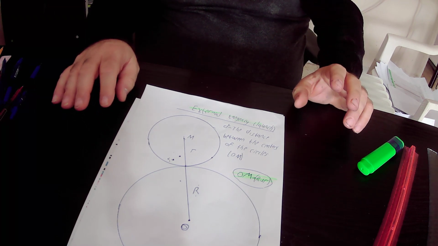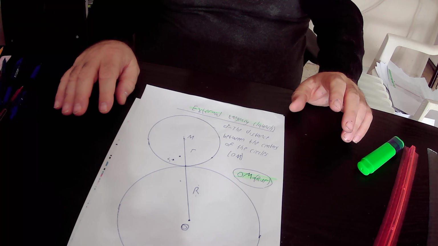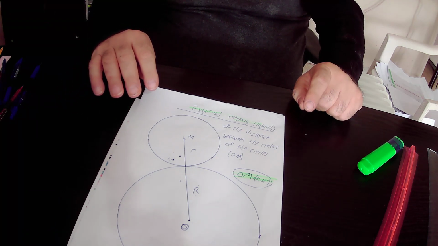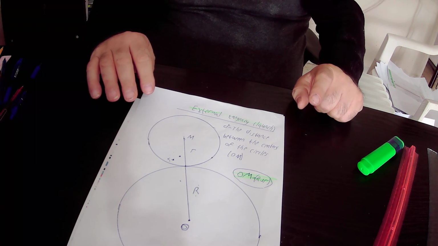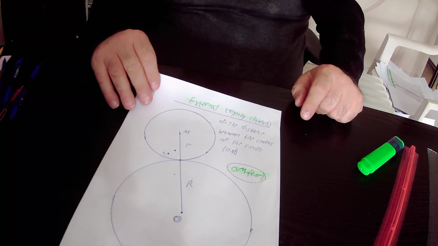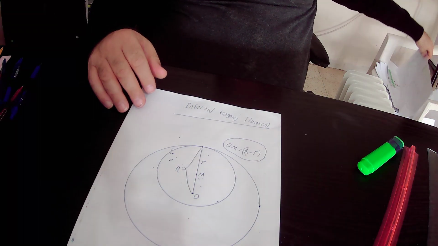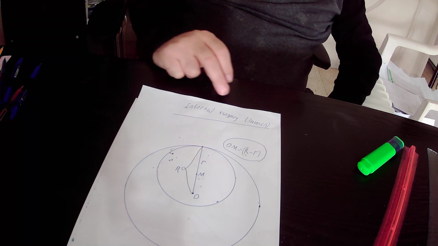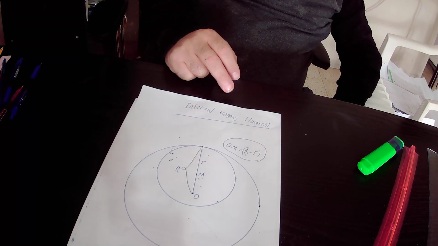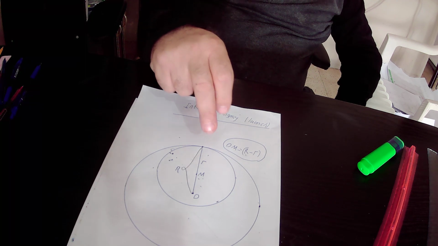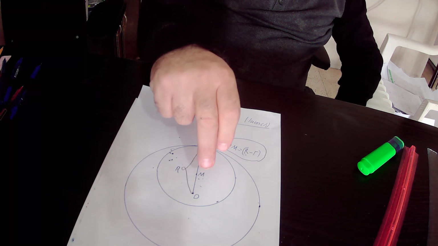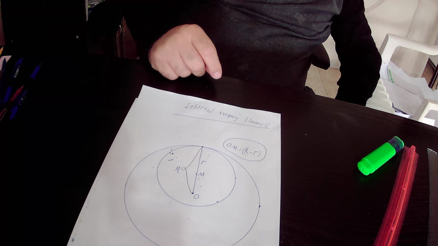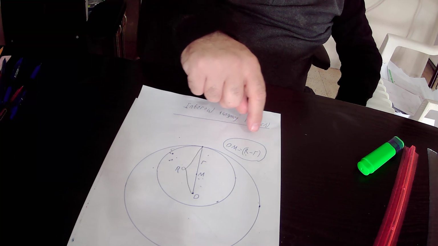I'll repeat again, whenever 2 circles are touching each other externally, that is the external tangency, then the distance between their centers will be equal to the sum of the lengths of their radii. And we also have the second type of tangency, when the circles are touching each other internally. This is the internal tangency. And in this case, the distance between their centers, that is to say, the length of line segment MO, will be equal to the difference between the lengths of their radii. In this case, it will be equal to capital R minus small r.